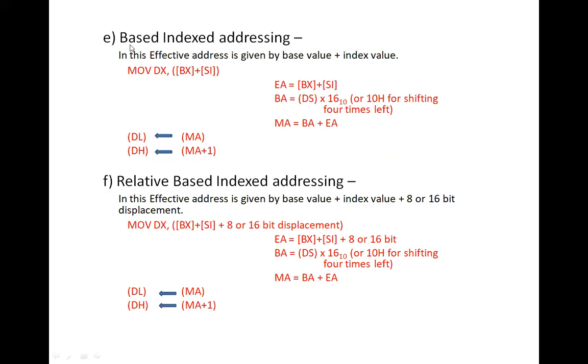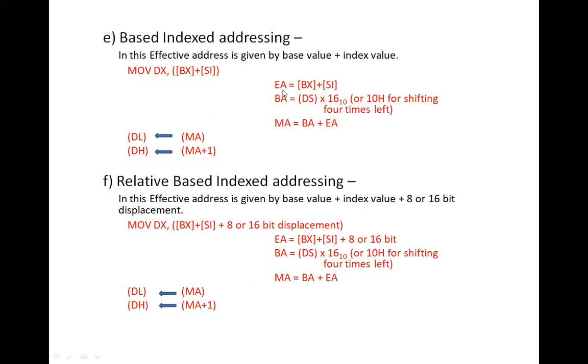It means base pointers as well as index pointers will be used to create an effective address. For example, MOV DX, [BX + SI]. It means BX will contain a certain 16-bit number, SI contains a 16-bit number. So the content of BX and SI is added together to get the effective address.